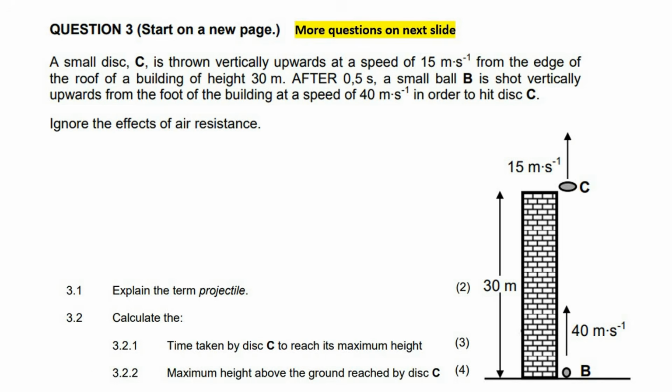Okay, so let's begin. A small disk is thrown vertically upwards at a speed of 15 meters per second from the edge of the roof of a building of height 30 meters.